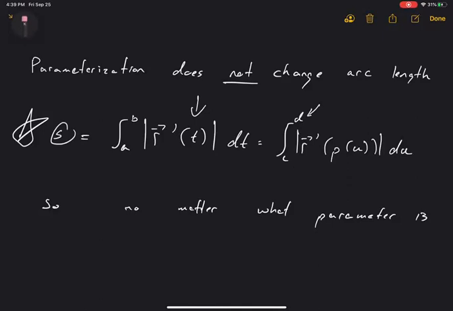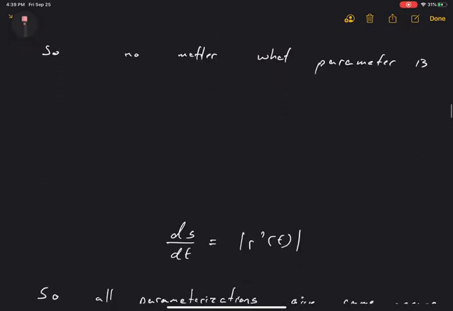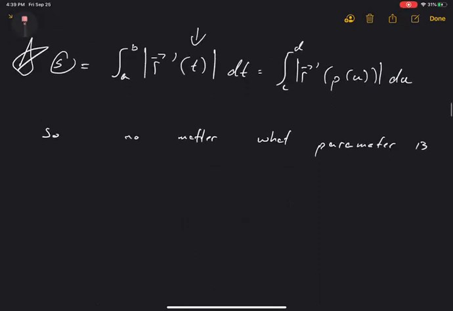Think about this as a u sub. If we do a u sub for a definite integral, when we switch to a new variable inside the integral, that might affect the bounds, and it might affect a little bit of how the stuff inside the integral looks, the integrand, but it doesn't affect the numerical answer, right? So that's what we're saying is going on here. Okay.